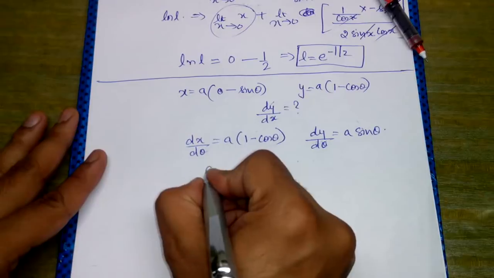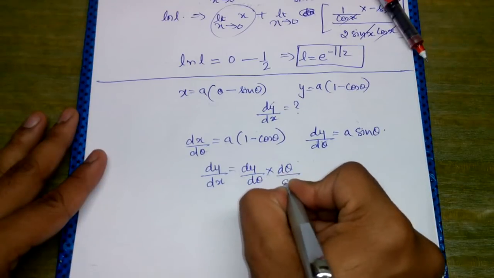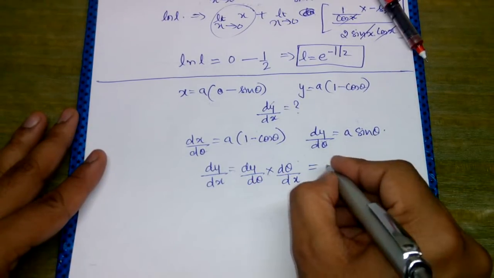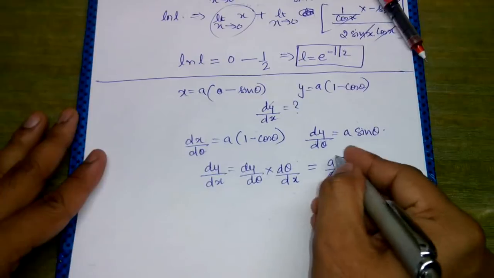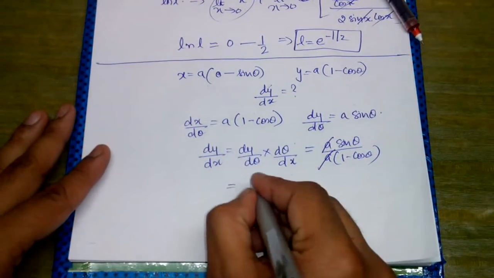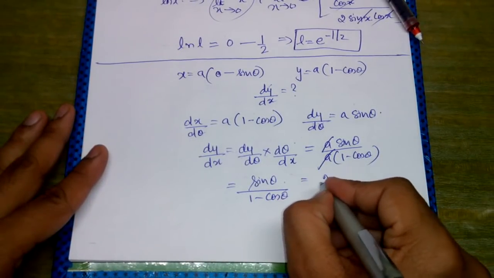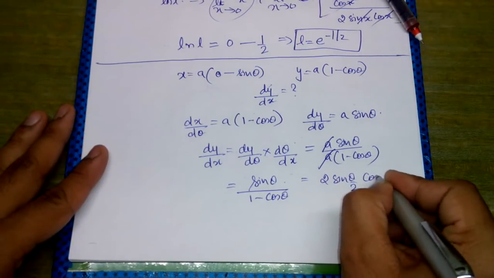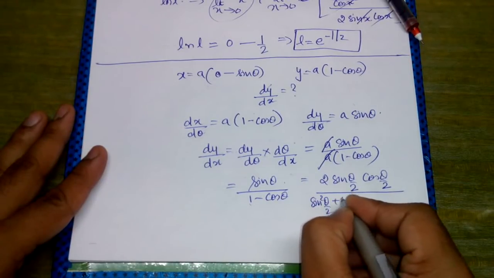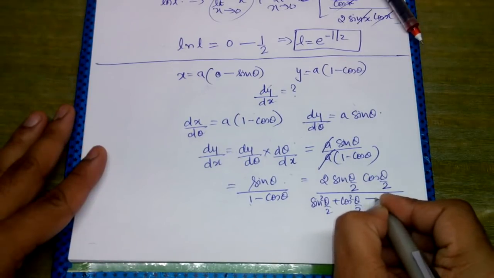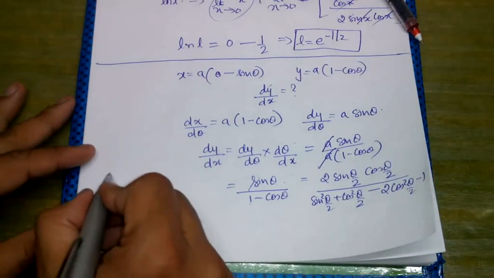Simple differentiation. Now dy by dx can be written as dy by d theta into d theta by dx. So this is simple, a sine theta divided by a(1 minus cos theta). So a gets cancelled out, and we obtain sine theta upon 1 minus cos theta. Now sine theta can be written as 2 sine theta by 2 cos theta by 2. And 1 minus cos theta can be written as sine square theta by 2 plus cos square theta by 2 minus (2 cos square theta by 2 minus 1). So please remember this identity.